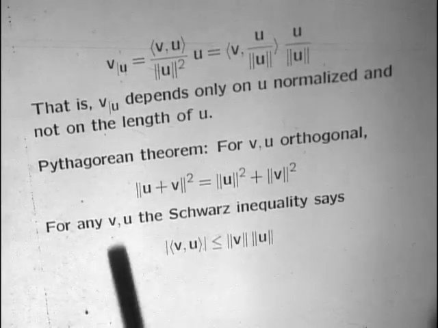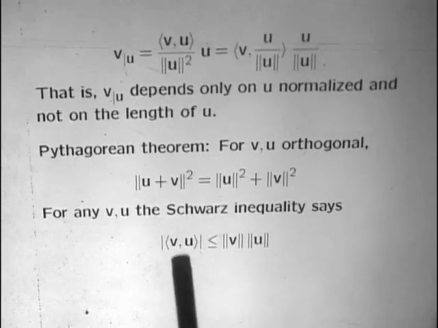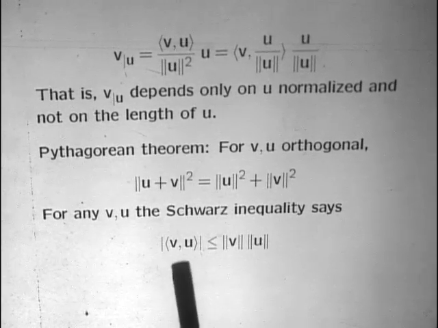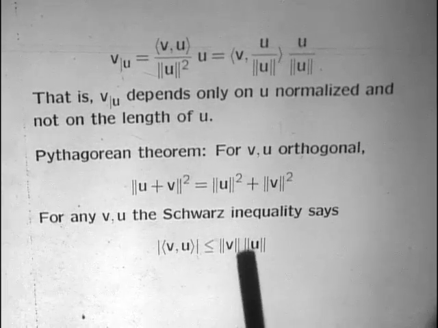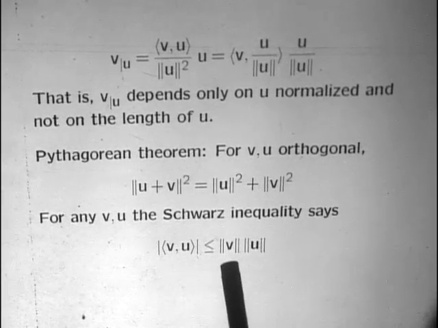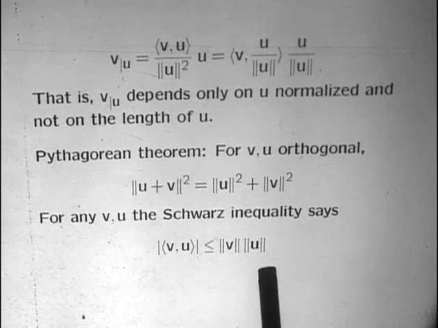And for any V and U, the Schwarz inequality says that the magnitude of the inner product of V and U is less than or equal to the length of V times the length of U.